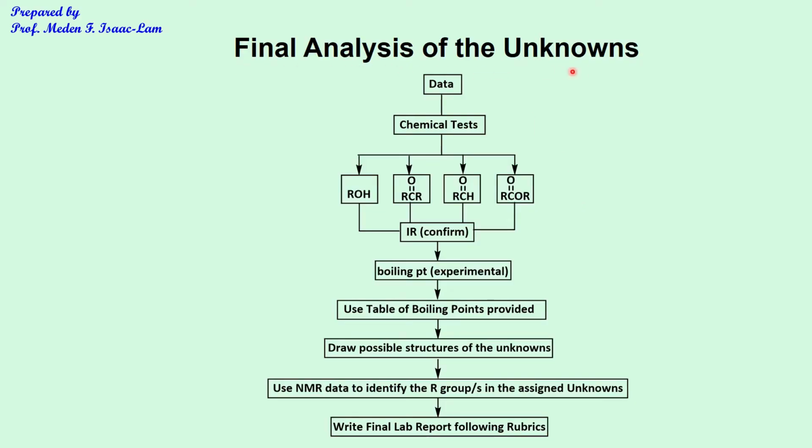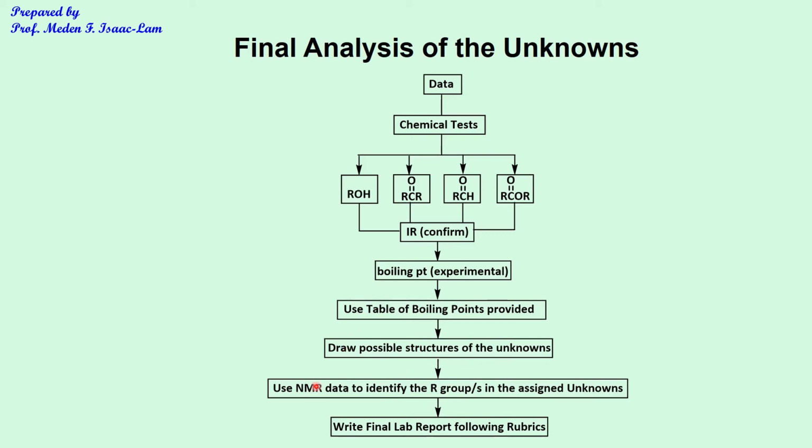Final analysis of the unknowns. The chemical test data will provide information as to the identity of the functional group. The unknown can only contain one functional group. It's going to be either an alcohol, a ketone, an aldehyde, or an ester. Then confirm that functional group using the IR data. Next, using the boiling point data and the table of boiling points provided, you are going to draw possible structures of the unknowns.